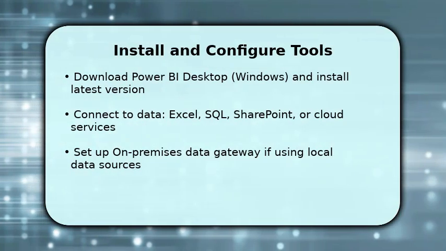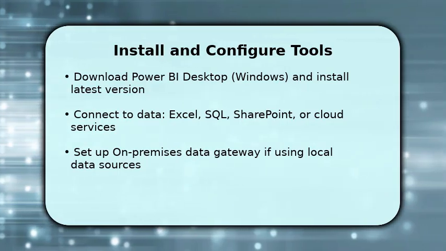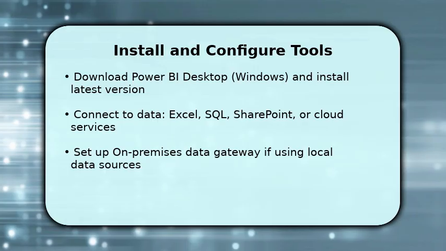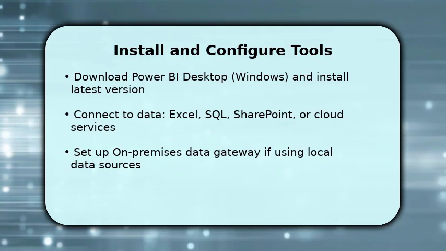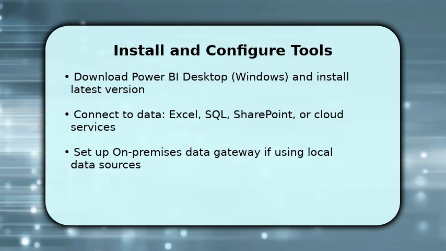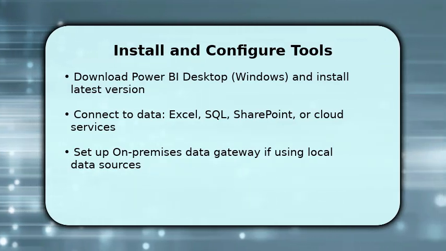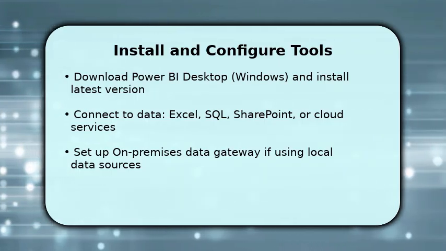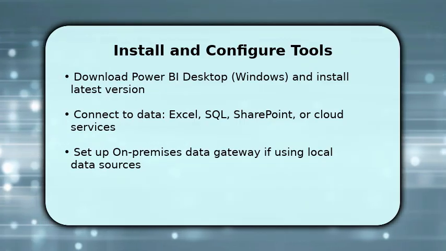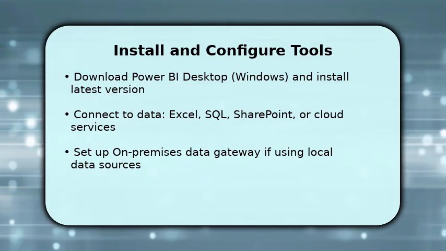Next, connect to your primary data sources. Choose connectors like Excel, SQL Server, SharePoint, or cloud connectors. Map credentials and test queries. If data remains on-premises, install and register the on-premises data gateway and link it to your Power BI tenant so scheduled refresh works.